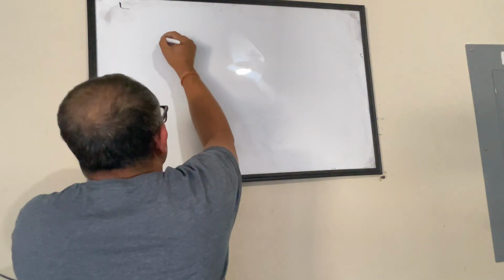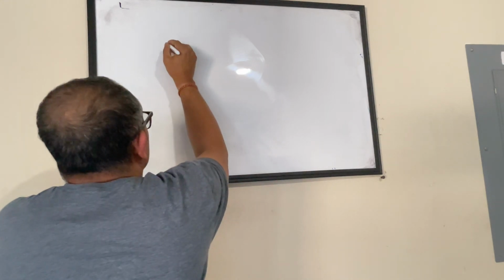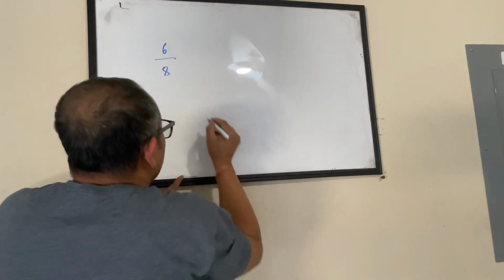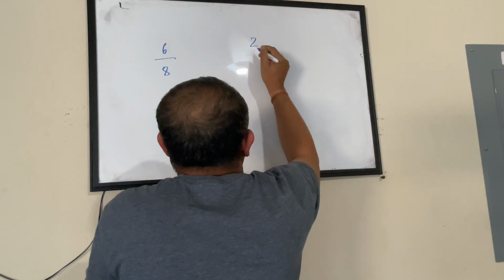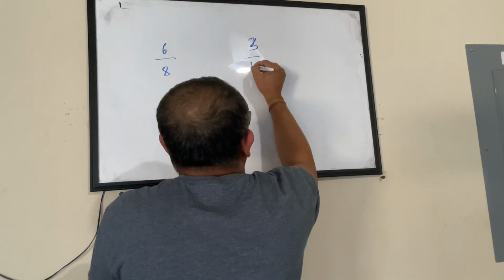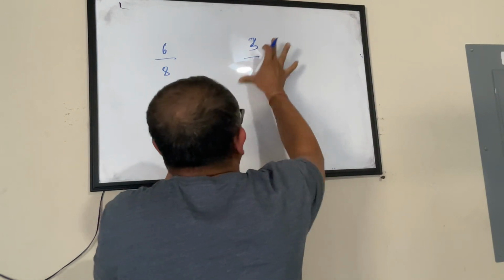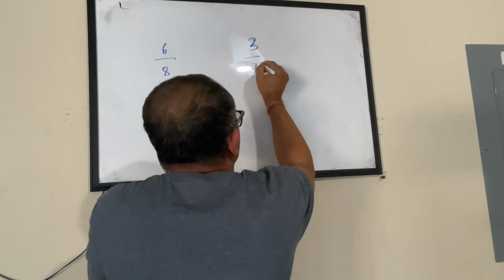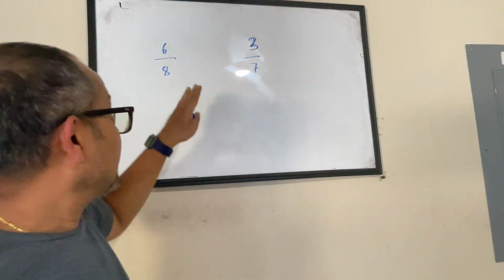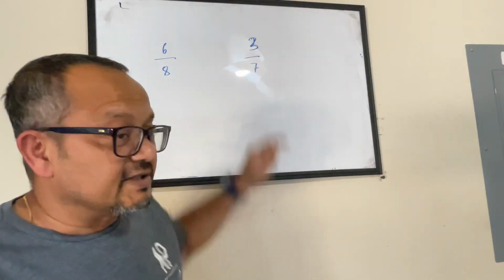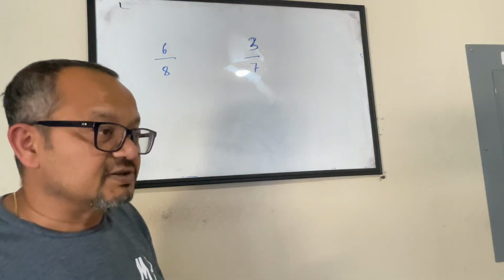This time I'm going to flip the table. It's not me who's going to solve the problem. This time it's you guys. Okay? So let's see. 6 by 8 and 3 by 12. No, not 12. So there are 2 problems: 6 by 8 and 3 by 7. I want you guys to convert that to decimal.